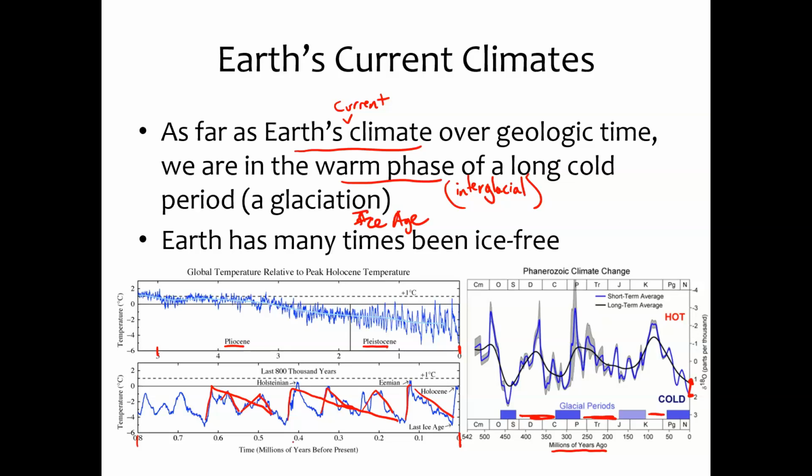Let's look at the past 800,000 years and see what I mean by this warm phase of a long cold period. So we're in this sort of cold zone and have been descending, and our sort of average temperature has gone down over the past few million years, right around when the Greenland ice sheet started to form about here.